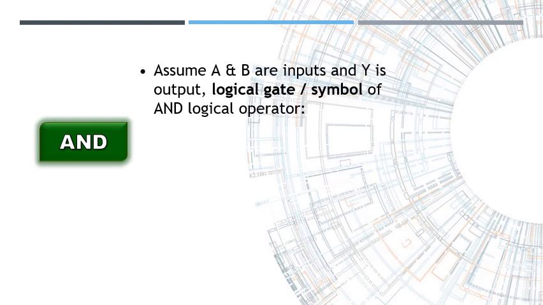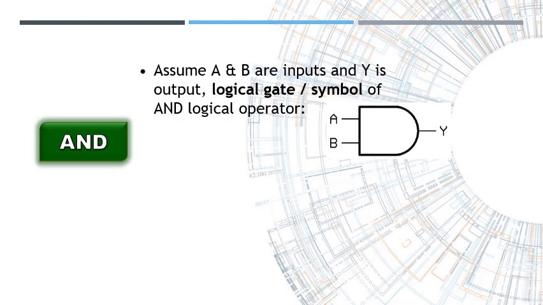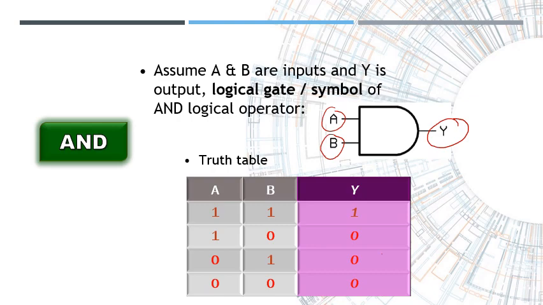The logic gate is the symbol of AND, the logical operator. This is what we call the logic gate or symbol. A and B are inputs and Y is output, right? And this is what we call a truth table. In the truth table, A and B are the inputs and Y is the output.